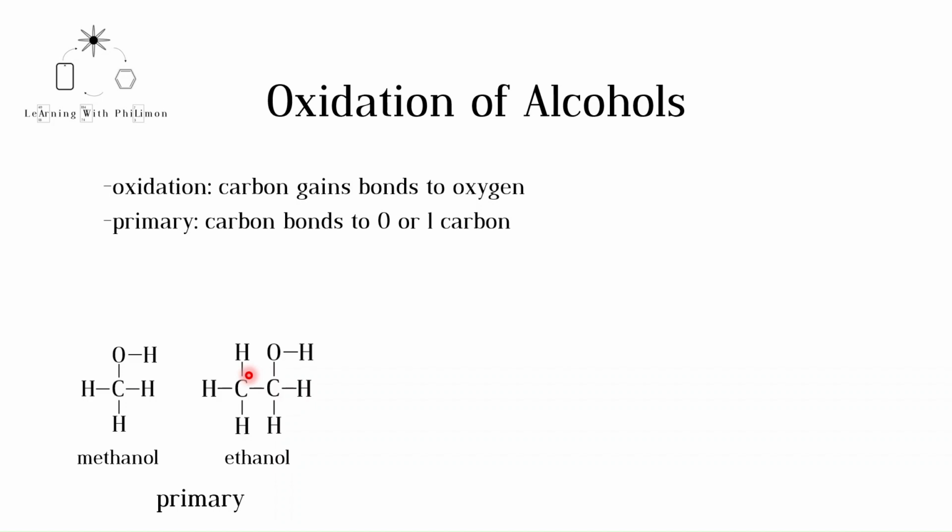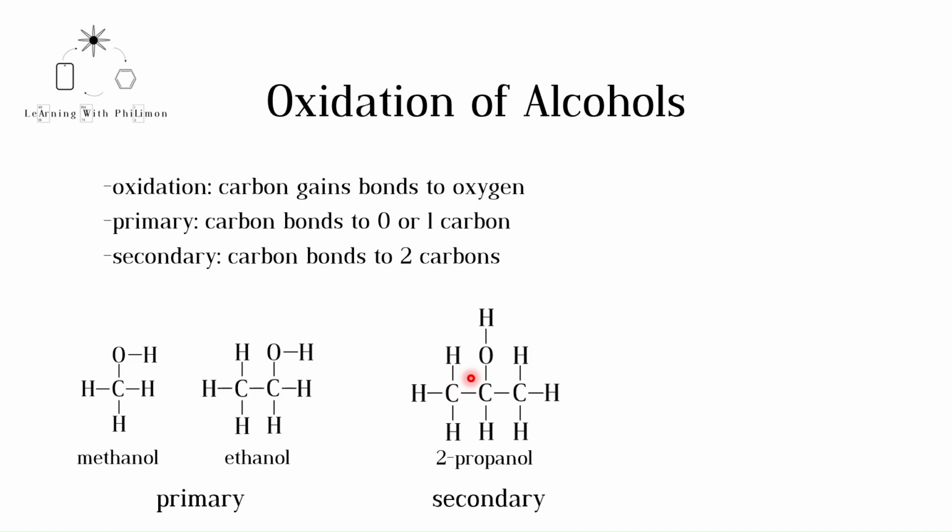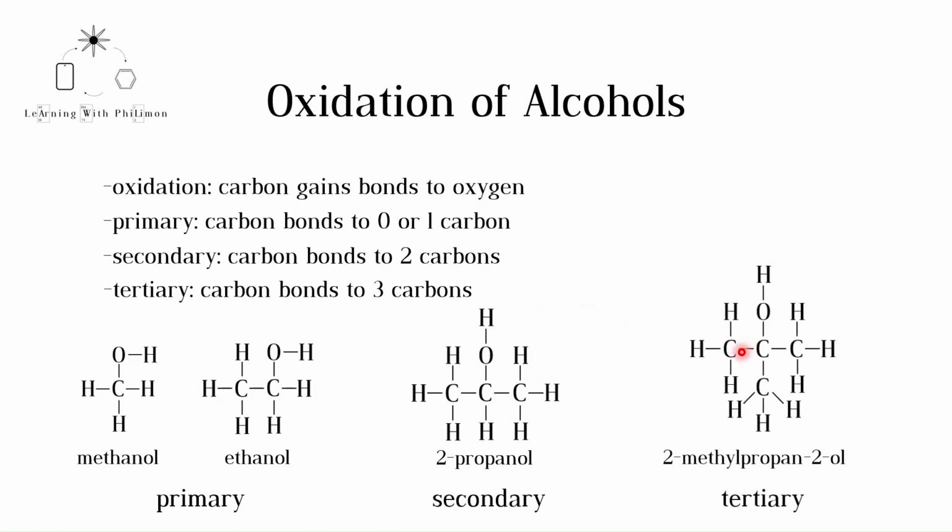A secondary alcohol is an alcohol in which the carbon bonded to the OH group is bonded to 2 other carbon atoms. This can be seen in 2-propanol. A tertiary alcohol is an alcohol in which the carbon bonded to the OH group is bonded to 3 other carbon atoms. This can be seen in 2-methyl-propan-2-ol. The oxidation reactions will differ depending on whether the alcohol in question is primary, secondary, or tertiary. Let's begin by looking at primary alcohols.